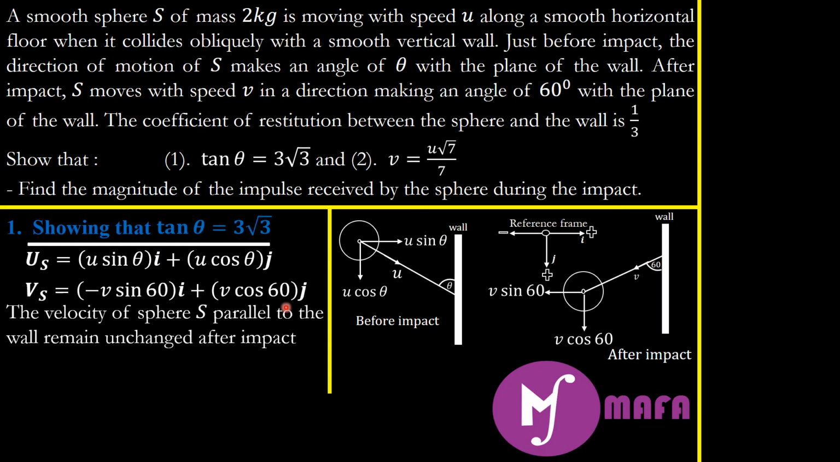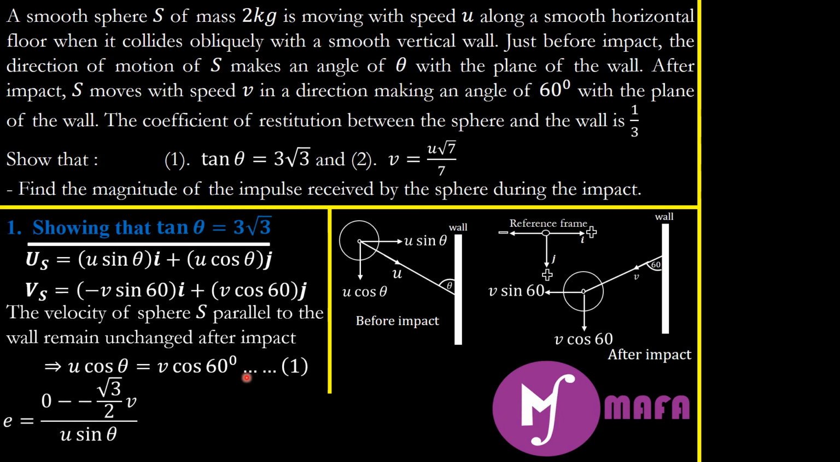The first thing to note is that the velocity of the sphere that is parallel to the wall remains unchanged. So we are only going to consider the components of the initial and final velocity that are perpendicular to the wall. Anything parallel to the wall remains unchanged, so these components were not changing. With that said, u cos theta is equal to v cos 60, because the vertical component is supposed to remain the same. So u cos theta is equal to v cos 60 degrees. We can call that equation 1.